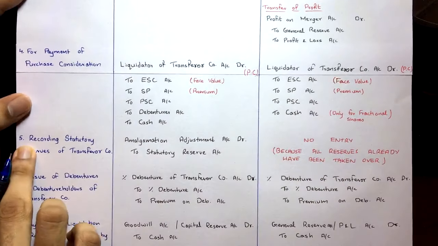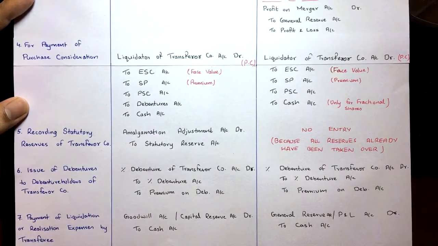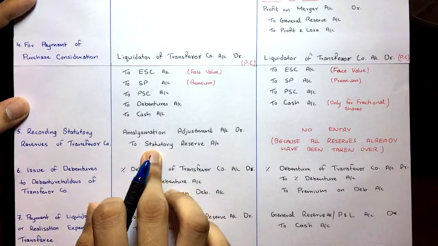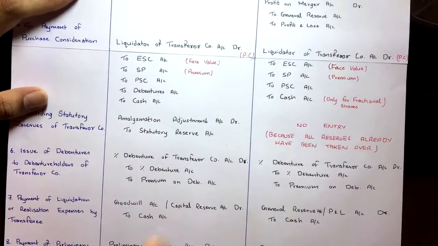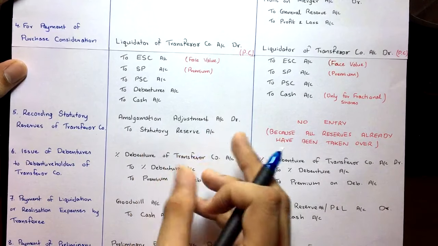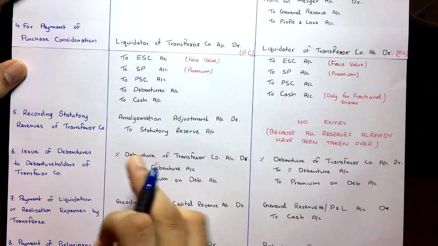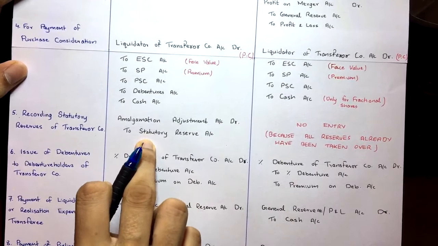And then in the fifth entry, what do we do? Recording statutory reserves of transferor company. Yes, in the purchase method, since reserves are not taken over, there will be some statutory or special reserves which are created according to the law. Those have to be recorded in the new company as well. So that is why we pass this entry.